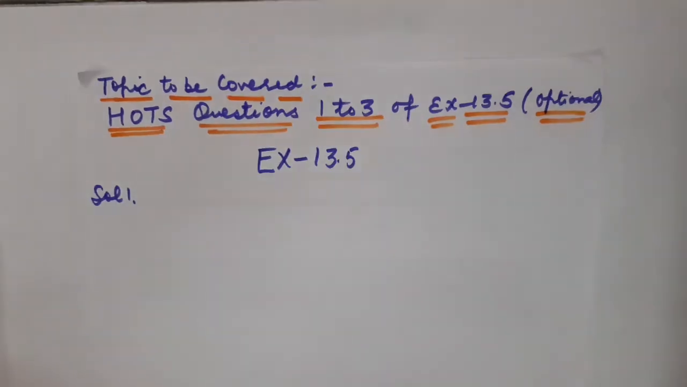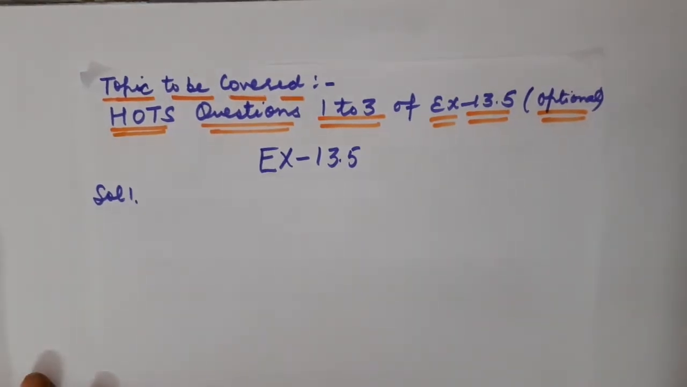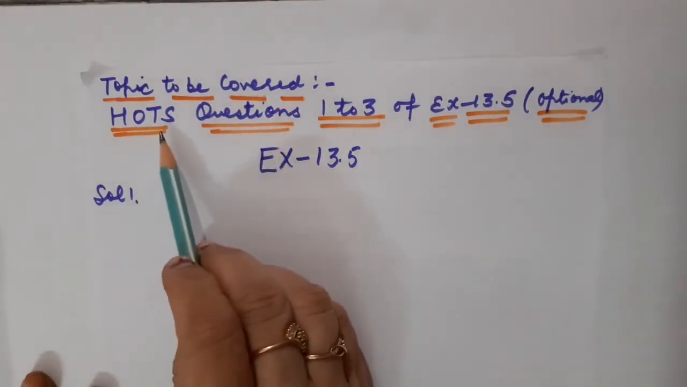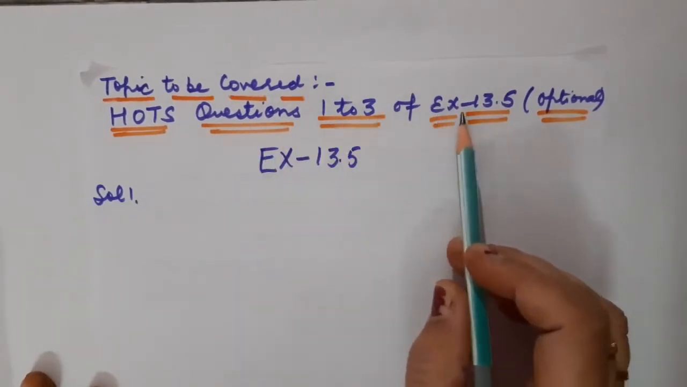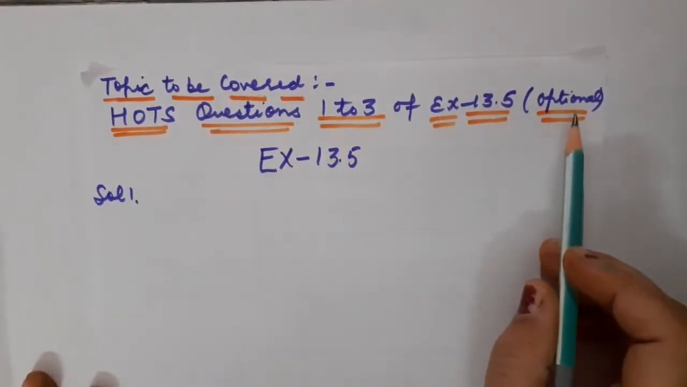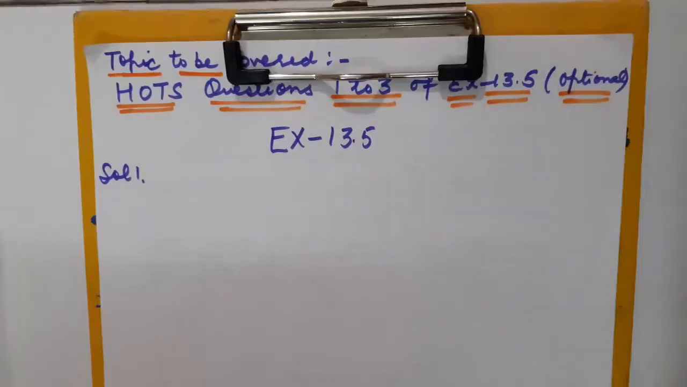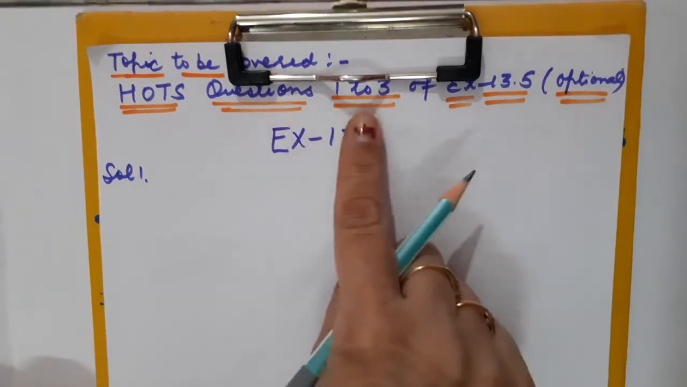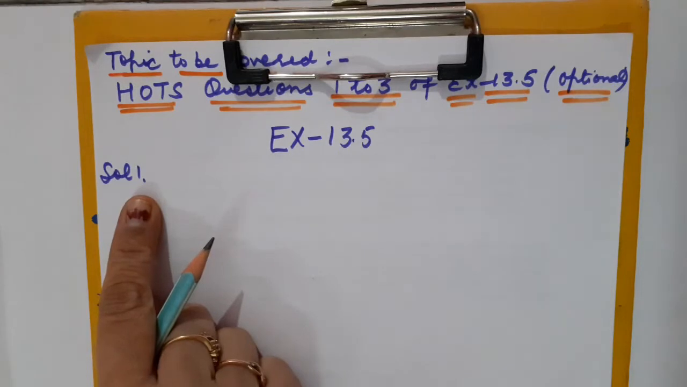So children, in lecture number 5 of chapter number 13, surface area and volume, the topic which I am going to cover today is that I will be making you understand HOTS questions 1 to 3 of exercise 13.5, which is known as optional exercise. Correct, students? So children, let us start today's lecture. As I have told you, I am going to make you understand HOTS questions 1 to 3 of exercise 13.5. So let us start question number 1.